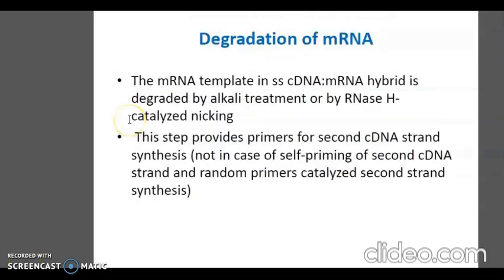mRNA degradation happens by alkali treatment or by RNase H catalyzed nicking. This step provides primers for second cDNA strand synthesis, but there are a few exceptions, like the case of self-priming of the second cDNA strand and random primers catalyzing second strand synthesis, where this will not be happening.